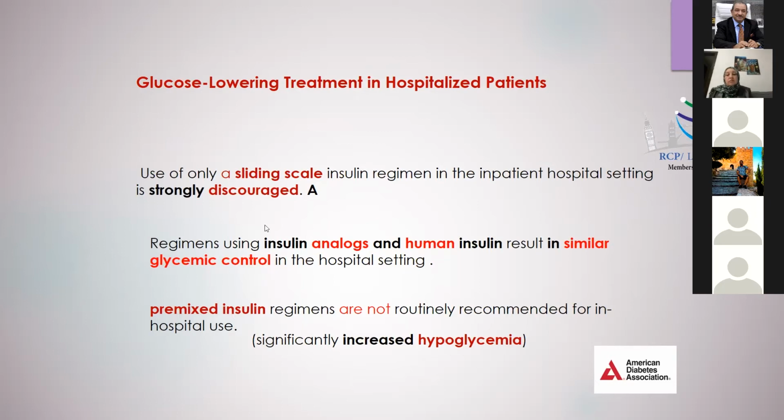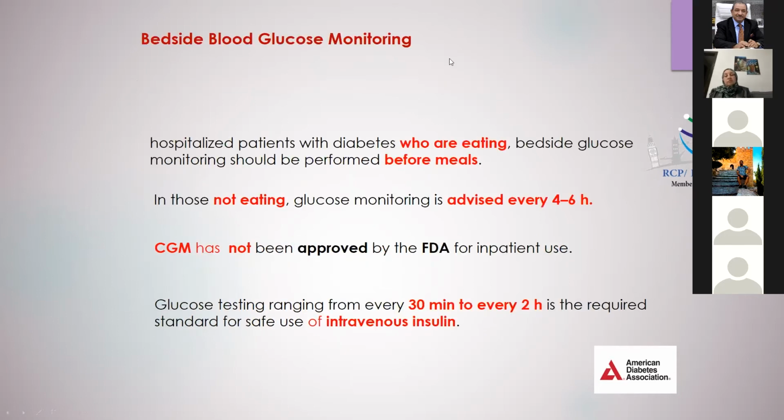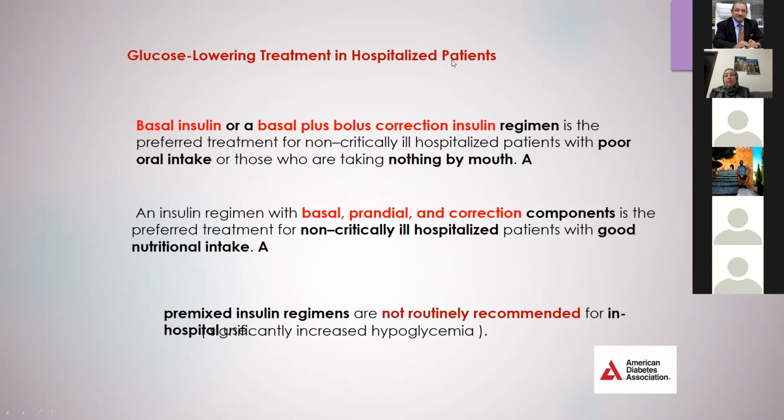Now, analog and human insulin, what is preferable? It's the same. As for glycemic control, human insulin is the usual insulin that we use, the ones with the green, the yellow and the brown. And the analogs are the new ones. So using this or using that is similar. Next slide, please.